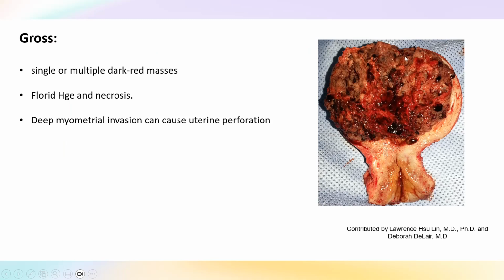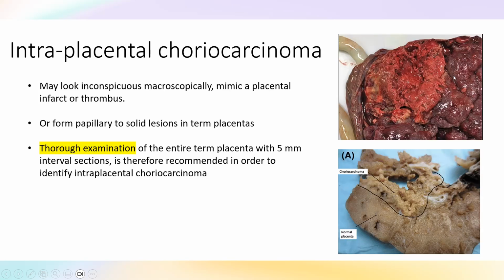So how do we see a choriocarcinoma grossly? It's single or multiple dark red masses. They used to tell us that choriocarcinoma is like pools of blood. We see florid hemorrhage and necrosis. Deep myometrial invasion might be noted, with uterine perforation.